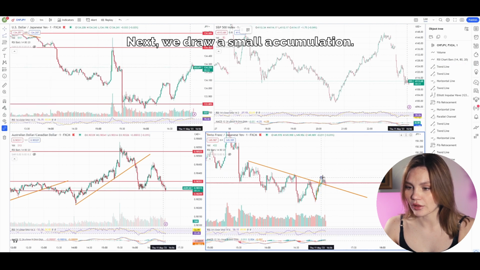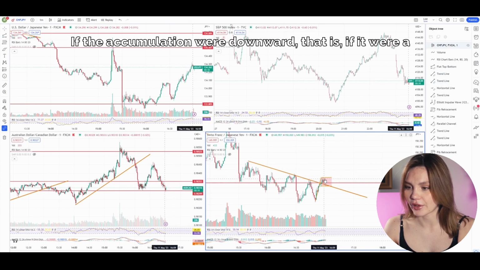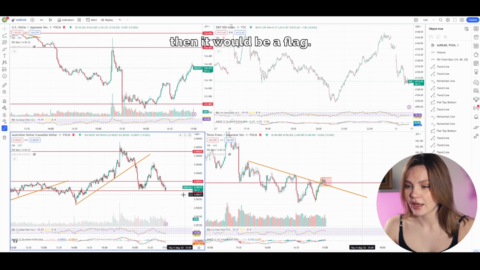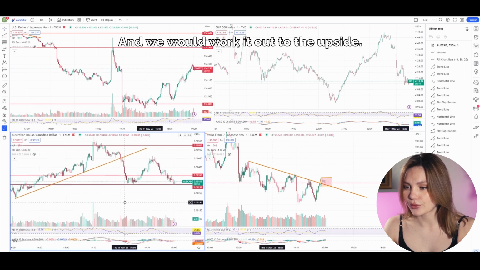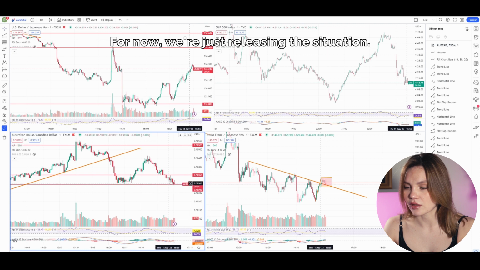Next, we draw a small accumulation. It somewhat reminds us of a flag. If the accumulation were downward, that is, if it were a descending accumulation, then it would be a flag, and we would work it out to the upside. For now, we're just reviewing the situation.